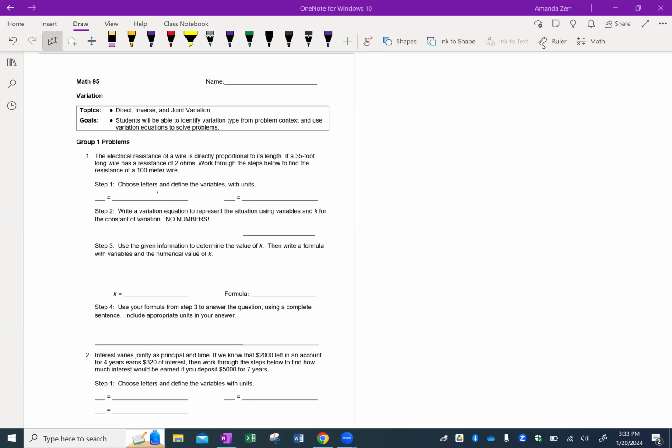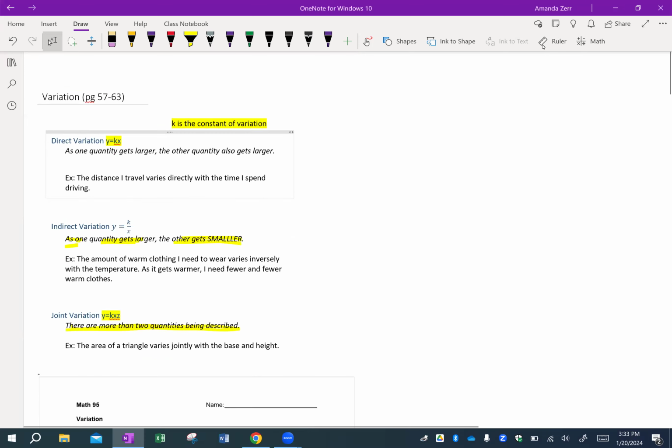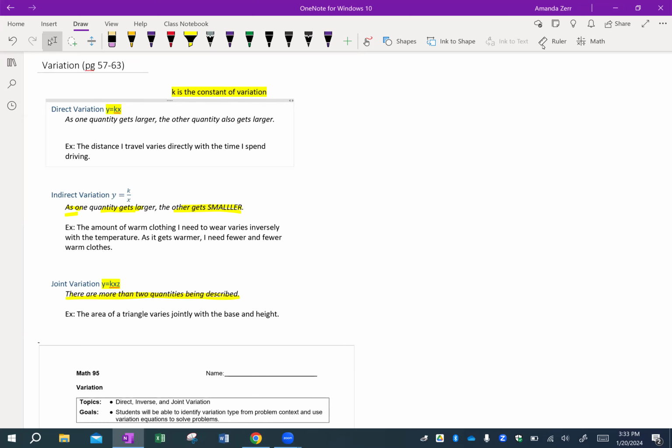All right, we're going to talk about variation, and this is on page 57 of your yellow pages. There's some vocabulary that I want to teach you: direct variation, indirect or inverse variation, and joint variation. With direct, an example would be the distance I travel is directly related to the time that I spend. As I spend more time traveling, the miles that I've gone increase. With direct variation, as one quantity gets larger, the other one does as well.